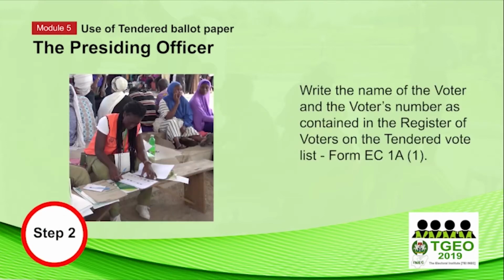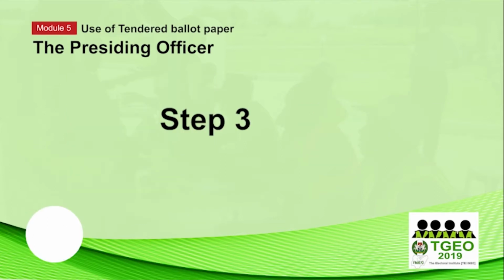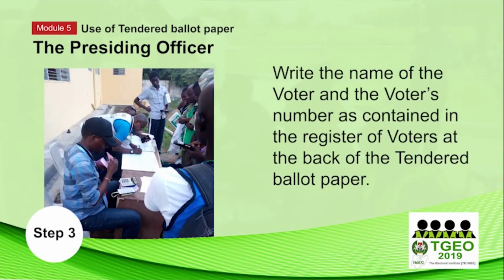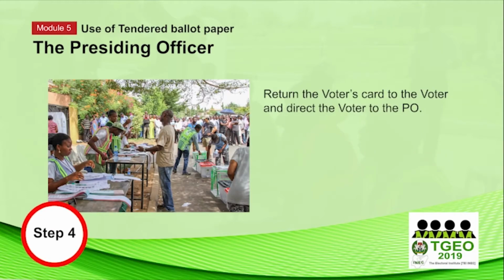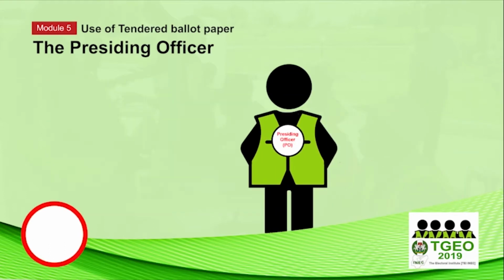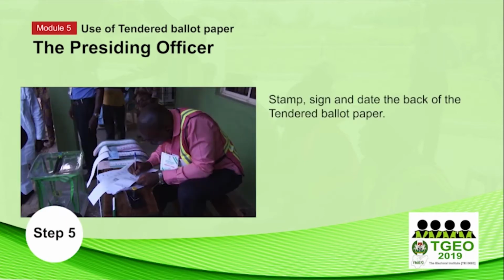Step 2. Write the name of the voter and the voter's number as contained in the register of voters on the tendered vote list, Form EC1A1. Step 3. Write the name of the voter and the voter's number as contained in the register of voters at the back of the tendered ballot paper. Step 4. Return the voter's card to the voter and direct the voter to the PO. The PO shall: Step 5.